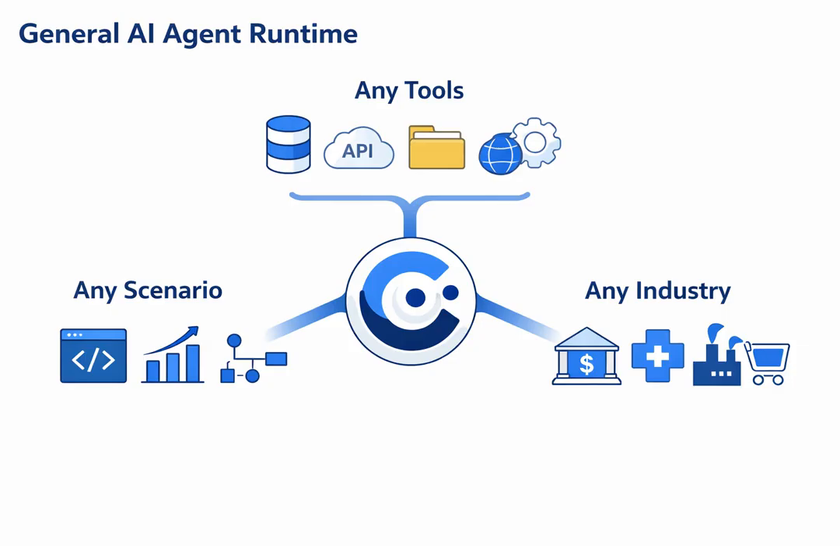The universality of Copilot CLI SDK is reflected in 3 dimensions. First, any tool integration, whether it's databases, APIs, file systems, or external services, they can all be seamlessly connected. Second, any scenario adaptation, it's no longer limited to coding scenarios, but can cover your entire business process. Third, any industry, deployment, finance, healthcare, manufacturing, retail, every industry can benefit from it. The core insight is, Copilot is no longer just a code assistant. It has evolved into a universal AI agent runtime.